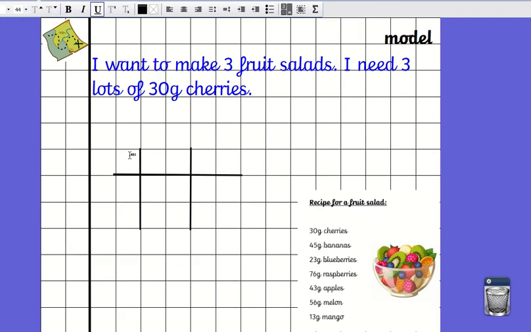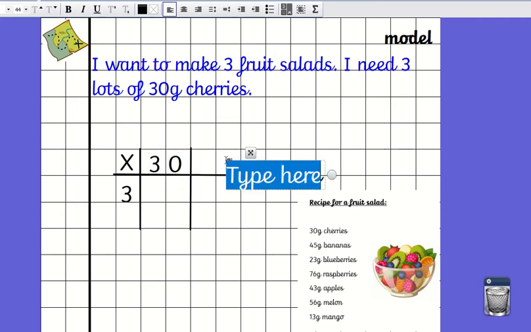So the first thing we always do is put that times sign in that box. Our 1-digit number goes here, so I need 3 lots of cherries. And there are 30 grams. So in here I put 30, because there are 30 tens. And in here I put 0, because there are 0 ones. Okay, so I've partitioned that number.